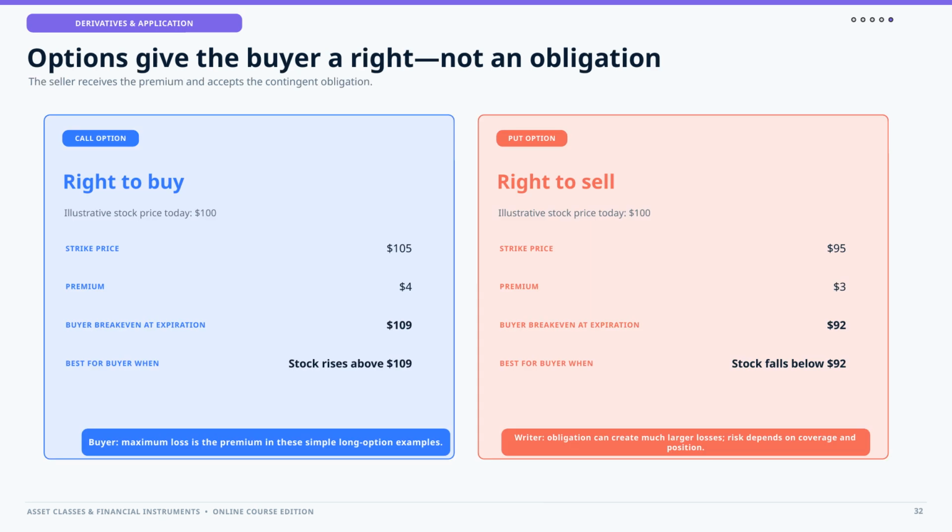An option buyer pays a premium for a right. A call gives the right to buy the underlying at the strike price. In this example, a call with a $105 strike costs $4, so the buyer's expiration break-even is $109. A put gives the right to sell. A put with a $95 strike and a $3 premium has an expiration break-even of $92. The long option buyer can choose not to exercise, so the premium is the maximum loss in these simple examples. The option writer receives the premium and accepts the obligation, which can create much larger losses.